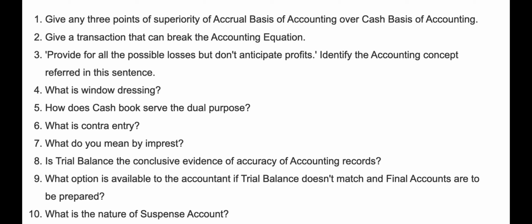6. What is contra entry? 7. What do you mean by imprest? 8. Is trial balance the conclusive evidence of accuracy of accounting records? 9. What option is available to the accountant if trial balance doesn't match and final accounts are to be prepared? 10. What is the nature of suspense account?